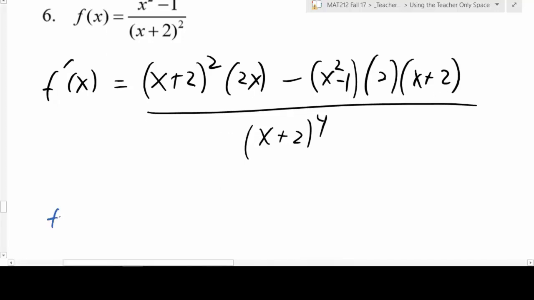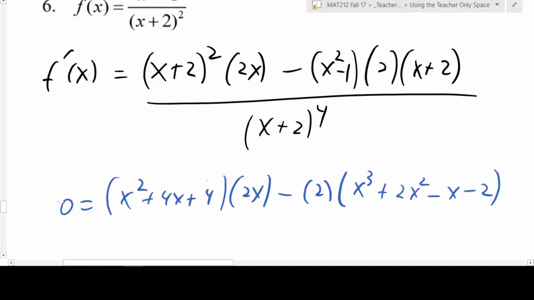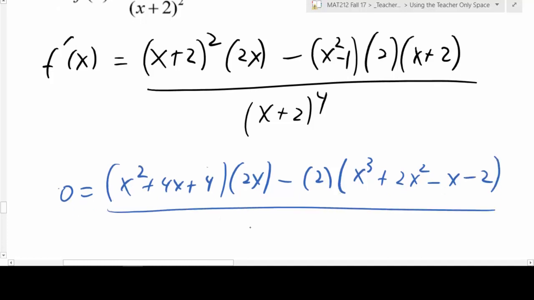So here we go. Set equal to 0. And x squared, x plus 2 squared, which should be x squared plus 4x plus 4, all that times 2x. Let's see, I'll leave the times 2, I'll do that at the end. x squared times x is x cubed plus 2x squared minus x minus 2. There we go. All over x plus 2 to the fourth.